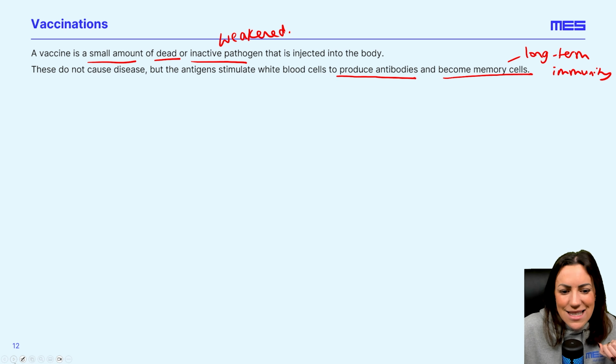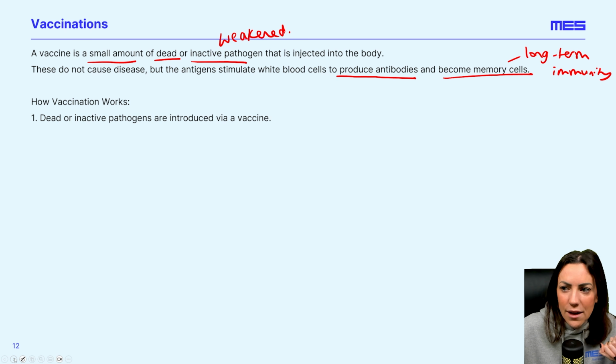Let's have a look at the steps involved in vaccination. So, how does it work? You are injected with dead or inactive or weakened pathogens. So they're introduced via a vaccine into your bloodstream.